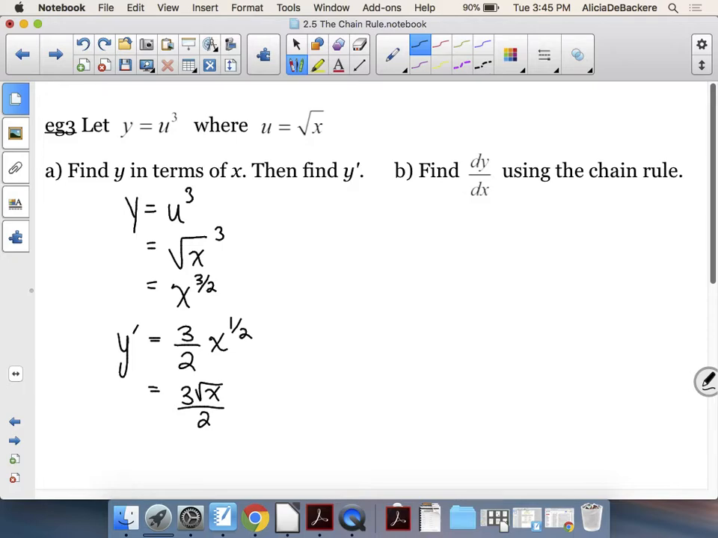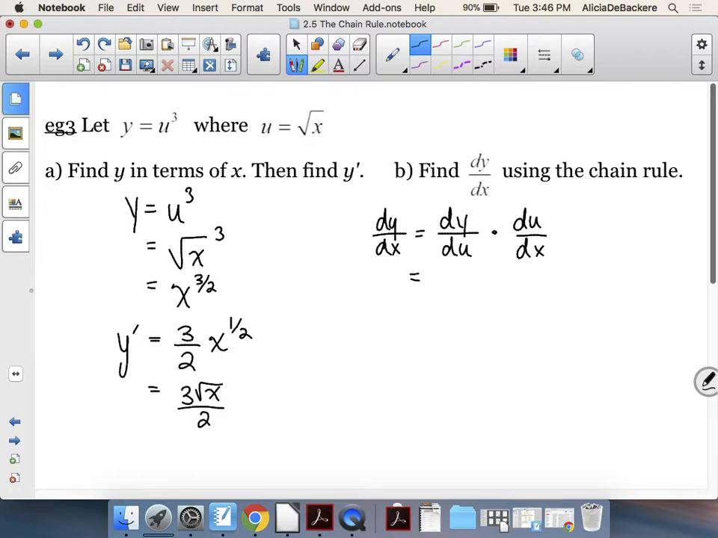So now I'm not going to substitute in, I'm going to rewrite my chain rule. So I know that dy dx is equal to dy du times du dx. So we're just practicing, making sure that we understand the chain rule. I should get the same answer, right? Because either way I'm finding the derivative of y in terms of x.